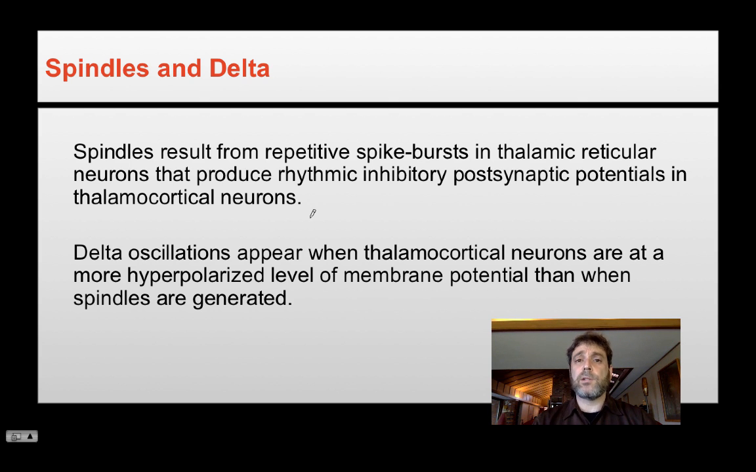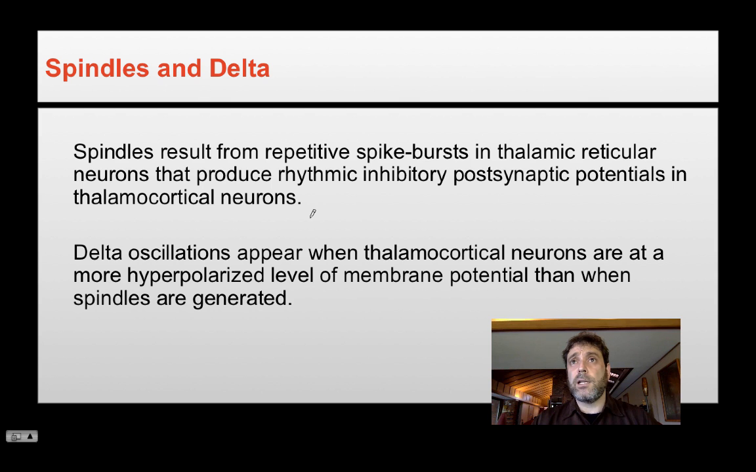The neurophysiology of spindles and delta waves is important to reinforce. The spindles result from repetitive spike bursts in thalamic reticular neurons that produce rhythmic inhibitory postsynaptic potentials in thalamocortical neurons. So you've got this constant inhibition in thalamocortical circuits that often prevents transmission and integration of information in the cortex.